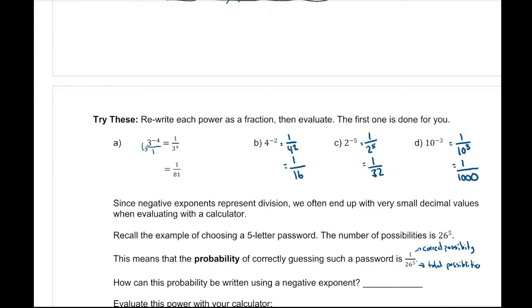So how can this probability be written using a negative exponent? So if we actually do this division, or as a negative exponent, we could reverse this, bring this up and it becomes 26 to the power of negative 5. Because we know when we flip it and it is underneath, it becomes a positive exponent. So if we reverse that and bring it up, it becomes a negative exponent.